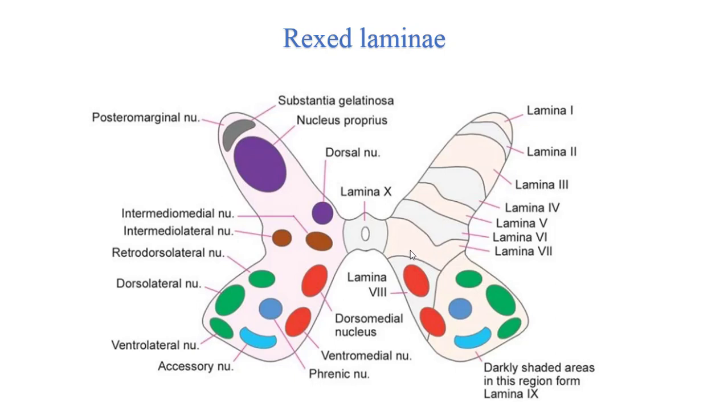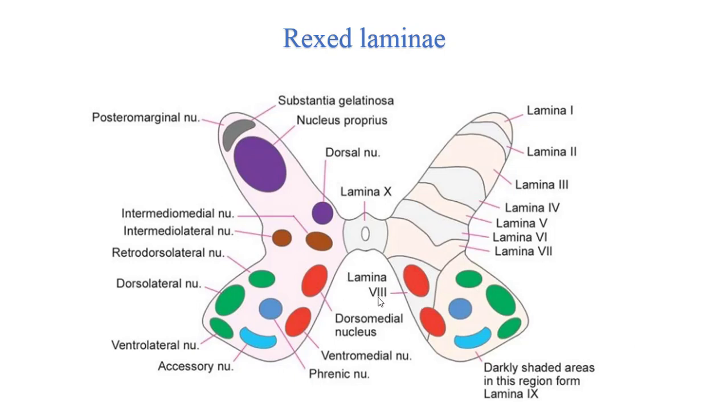This lamina also contains the elements of the intermediate horn, the intermediomedial and intermediolateral nuclei. It has connections to the midbrain and cerebellum through white matter tracts, which are discussed in a separate lecture. And it also houses some Renshaw cells, which form a part of the negative feedback loop.